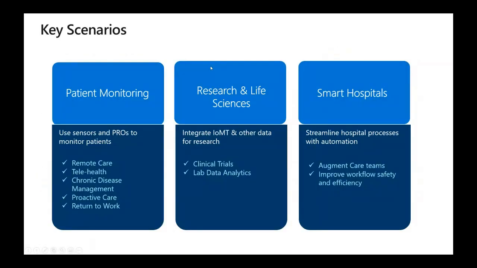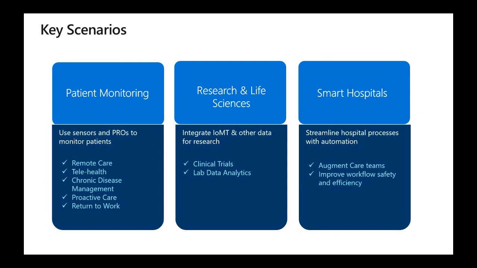So what are some of the key scenarios? We see them as three pillars. The first would be patient monitoring, where we use sensors and PROs, which stand for patient reported outcomes, which are surveys that a patient will fill out to add subjective feedback to any of the sensor data. And this is valuable in a lot of remote care, telehealth, and chronic disease management scenarios.